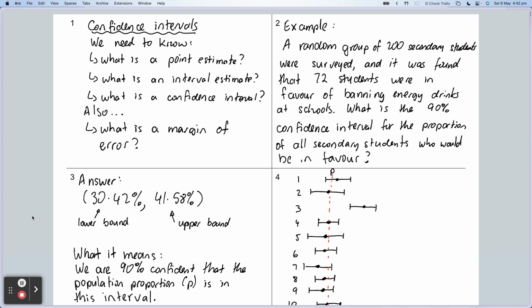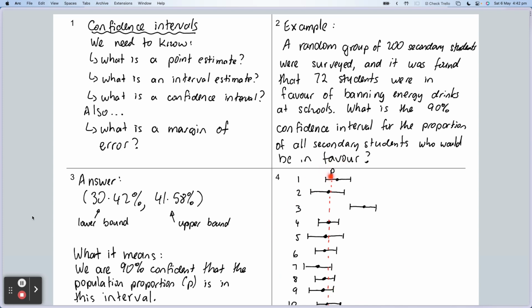This is not to say that there's a 90% probability that it's in here. That would be a slightly poor way of thinking about it, because the population proportion is a fixed number. It is either within this range of numbers or it's not. But we can say that we have some confidence that it is between these two numbers.